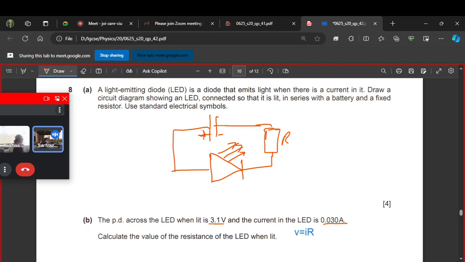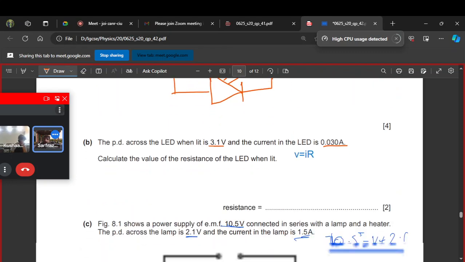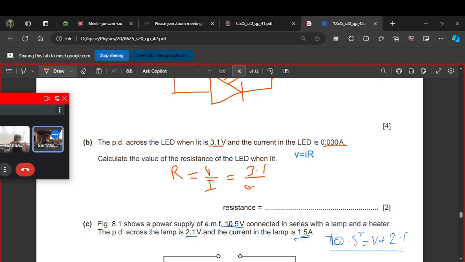How will you calculate R, the resistance of the LED? Voltage is given, current is given, simple Ohm's law: V is equal to IR. So R will be equal to V over I. What is V? V is 3.1, I is 0.030. So just give me the value of resistance.